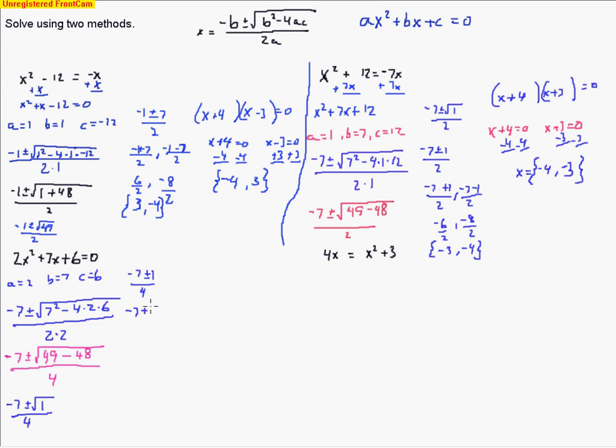Negative 7 plus 1 over 4. And we also have negative 7 minus 1 all over 4. So here we end up with negative 6/4, which reduces down to negative 3 over 2. Over here we have negative 8/4, which reduces down to negative 2. So those are our two x-intercepts.